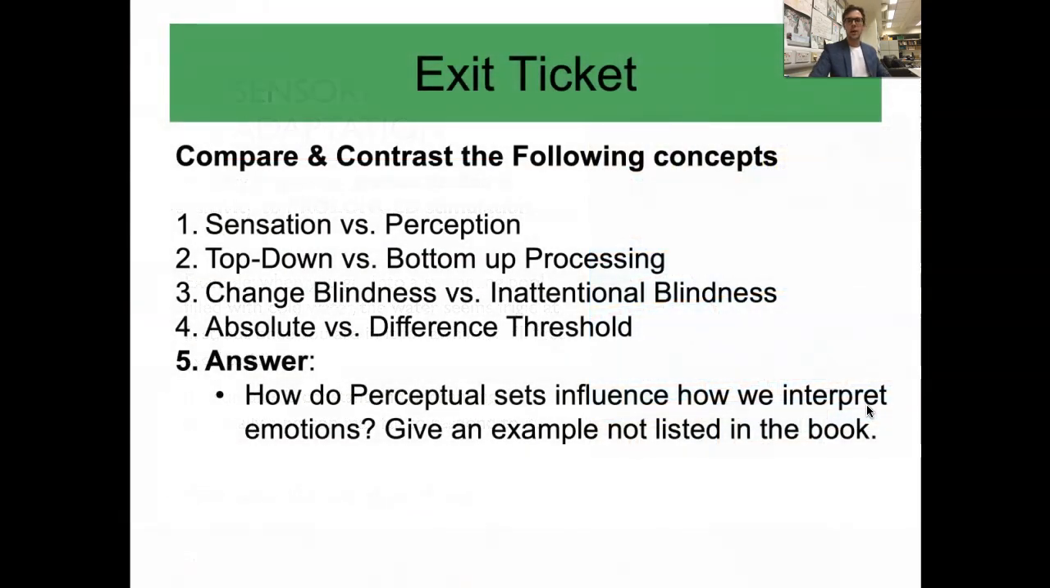All right, so here's your exit ticket for this video. I would like you to compare and contrast, a historical thinking skill actually, sensation versus perception, top-down processing versus bottom-up processing, change blindness versus inattentional blindness. You should have read about that in your book. Absolute threshold versus difference threshold. And lastly, I want you to give me an answer for perceptual sets and how they influence how we interpret our emotions. Give me an example that we did not talk about in this video and that is not in your book.